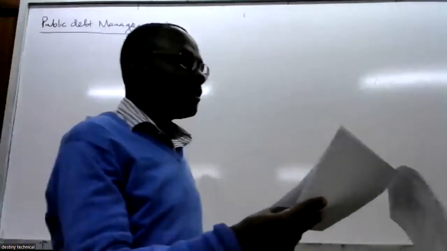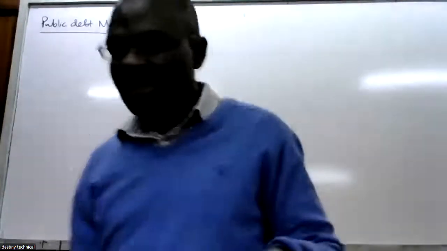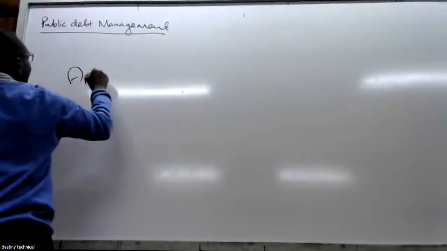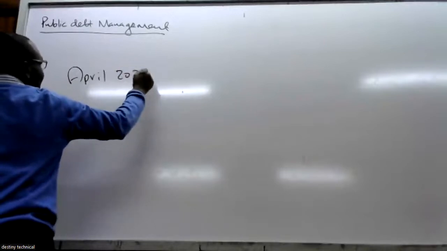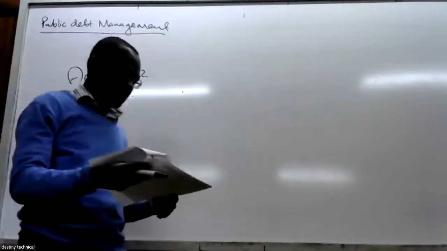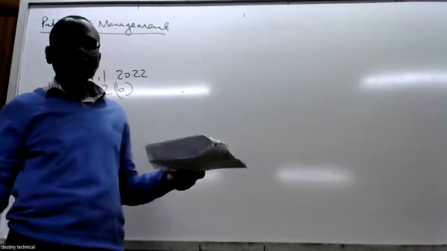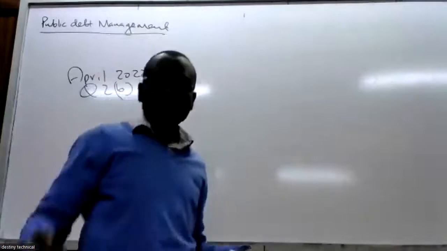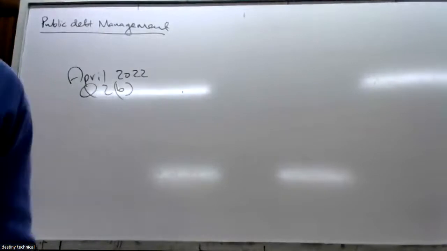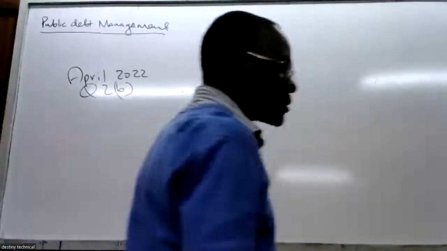Yes. Look at April 2022, question 2B. April 2022, just the other sitting, question 2B says, summarize 5 functions of the Public Debt Management Office. So they can ask you about objectives of the Debt Management Office. They can also ask you about the functions. So we look at those after the short break. Let's take a short break, then we look at those as we look at functions also.